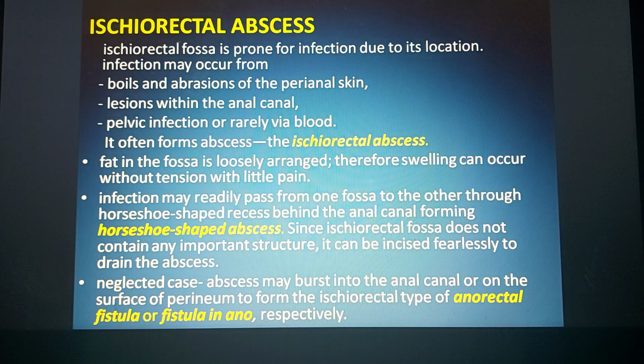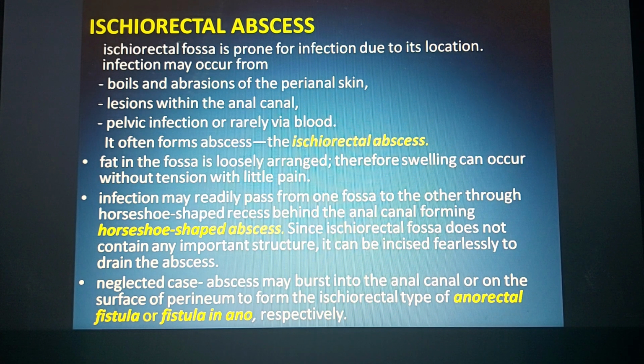Fat in the fossa is loosely arranged, therefore swelling can occur without tension and with little pain. Infection may pass from one fossa to the other through the horseshoe shaped recess behind the anal canal, which is called a horseshoe shaped abscess. In neglected cases, the abscess may burst into the anal canal or on the surface of the perineum to form the ischiorectal type of anorectal fistula, or fistula in ano.